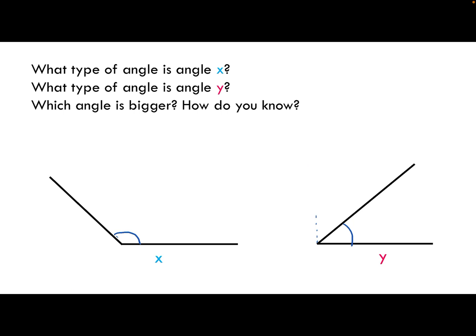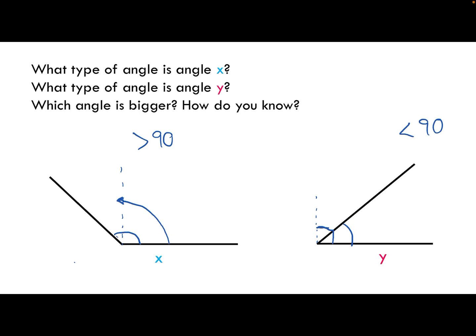Which one's bigger? Again, estimate, put that imaginary 90 degrees in. Now which one's bigger? I know that X is bigger, and it's called an obtuse angle because X has gone past 90 degrees, whereas Y hasn't quite got to 90 degrees yet. So I know that this is going to be somewhere less than 90, and I know this one is going to be somewhere greater than 90.